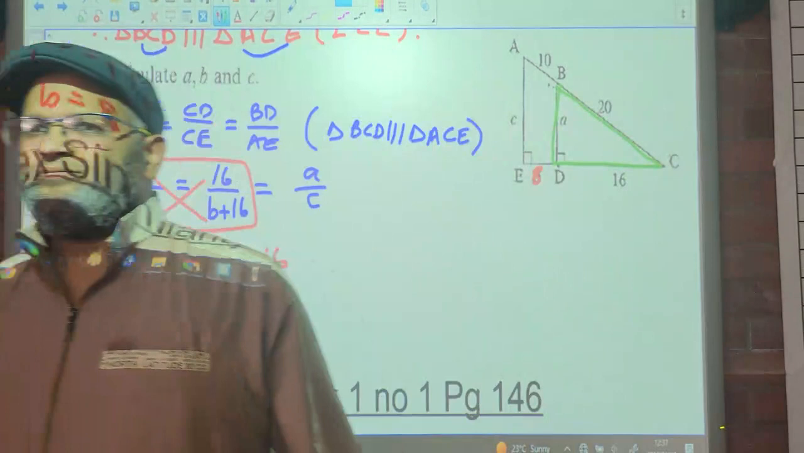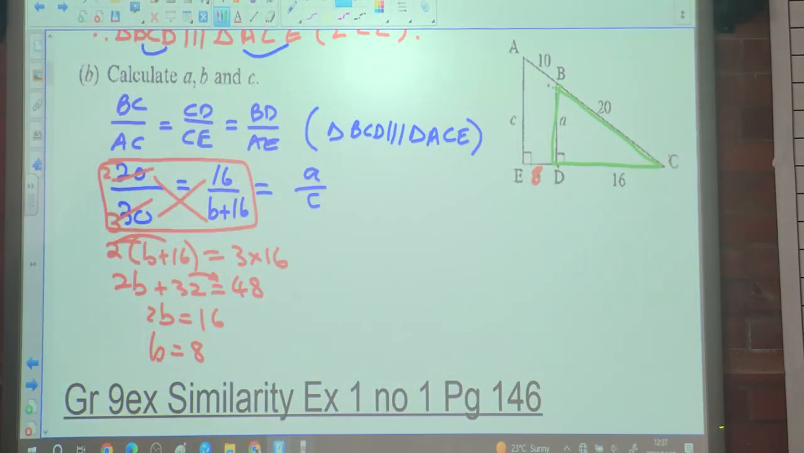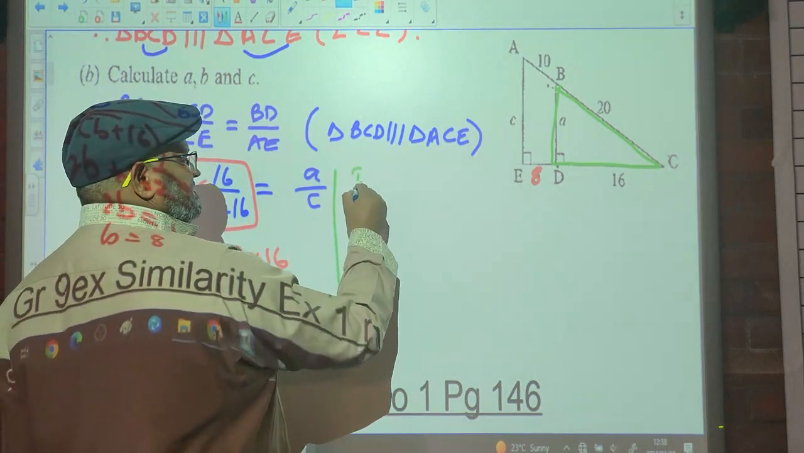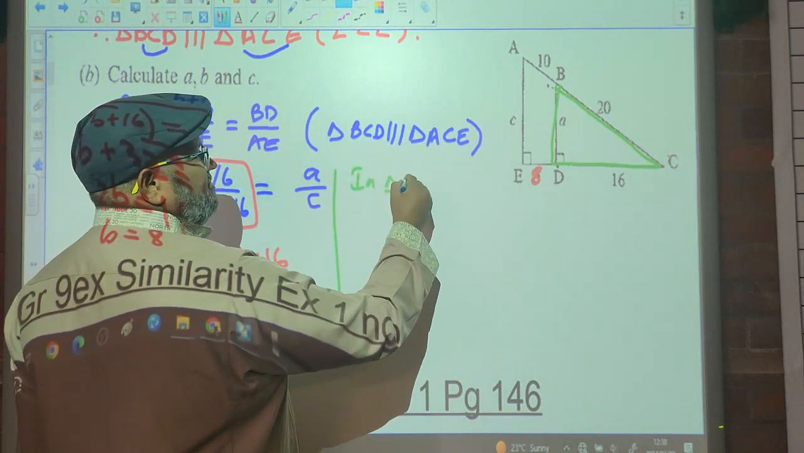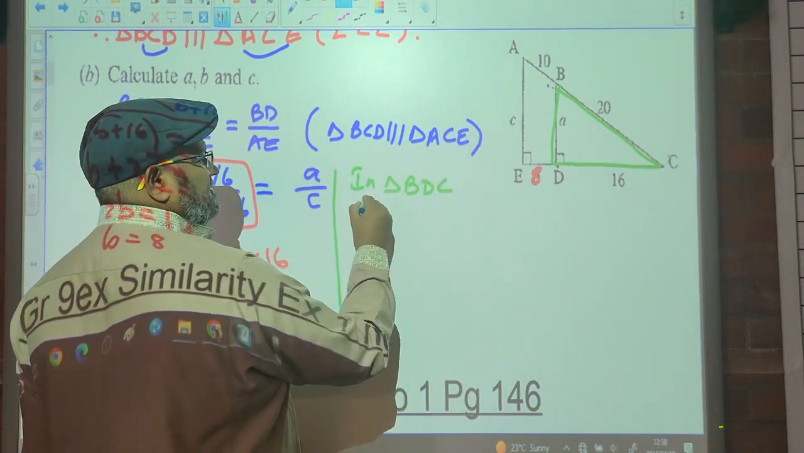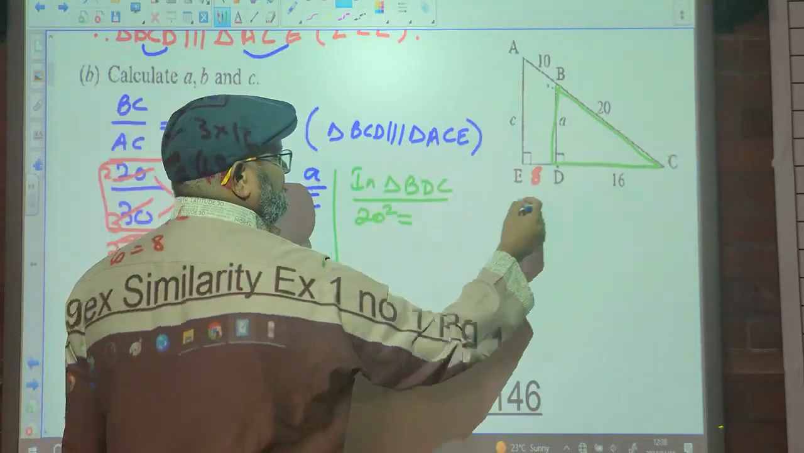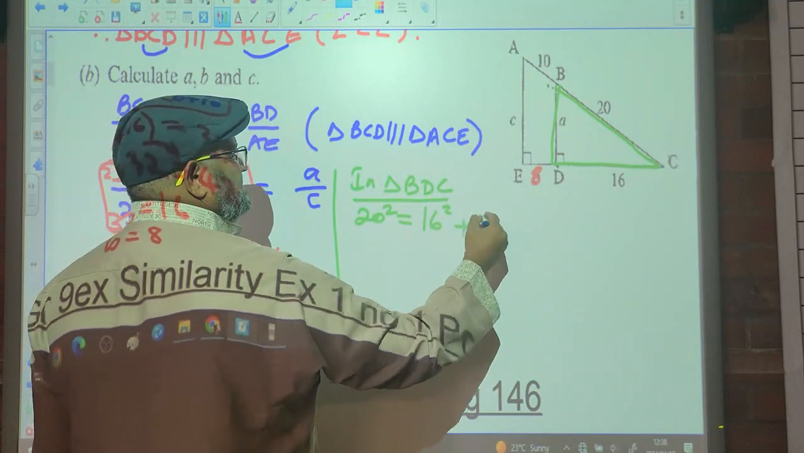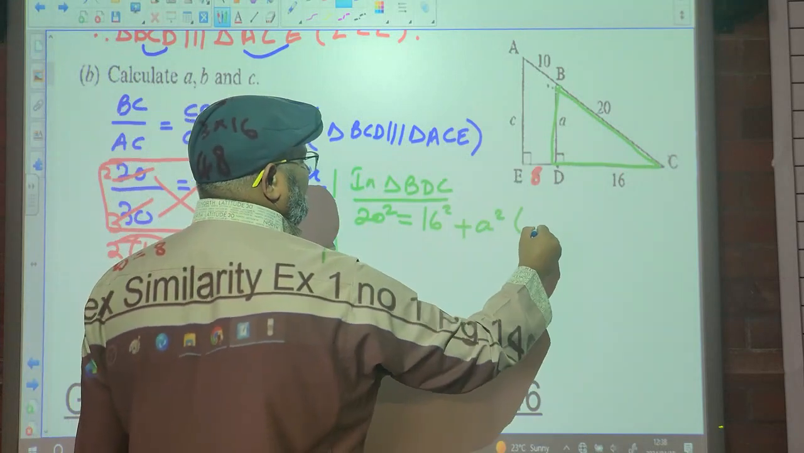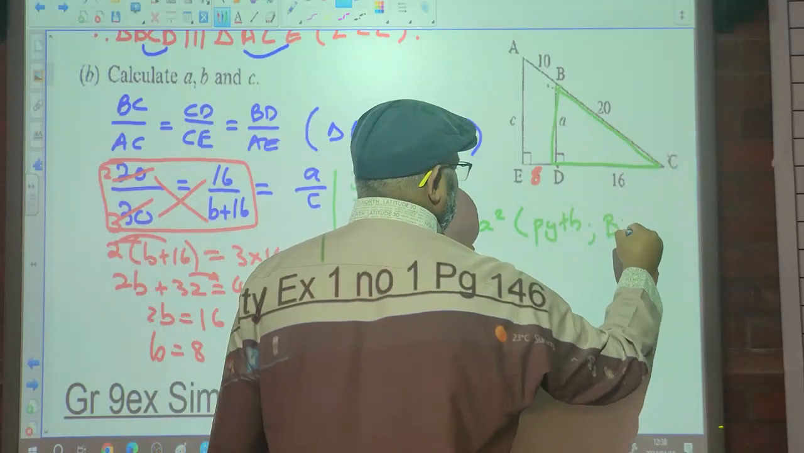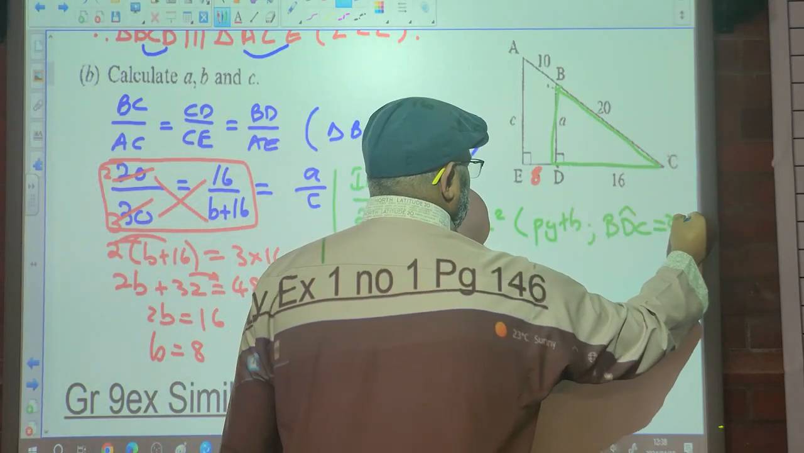Right angle triangle. And how do I calculate my sides in a right angle triangle? Pythagoras. Let's go with Pythagoras. So it's in the right angle triangle BDC. What can we say? 20 squared is equal to 16 squared plus A squared. Why? Pythagoras with angle BDC equal to 90.